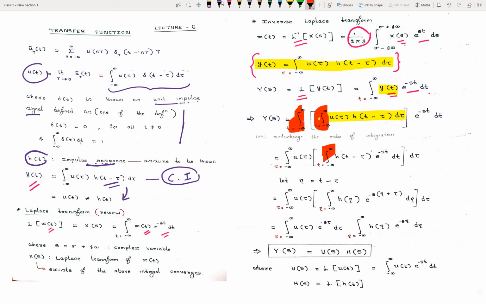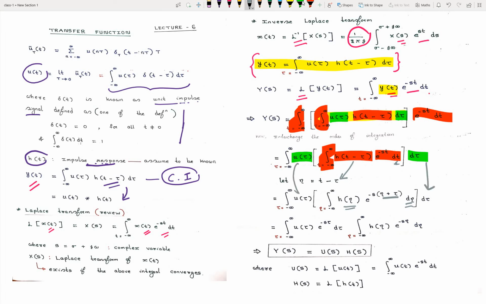When we take t inside, we include in the bracket the terms with respect to t. This is the term h(t minus tau) and exponential minus st dt. The remaining terms are u(tau) and d tau. The next thing is we replace t minus tau with eta. Then we have h(eta) and exponential minus s, where t will be eta plus tau, and dt will become d eta. Outside, it doesn't change: d tau.